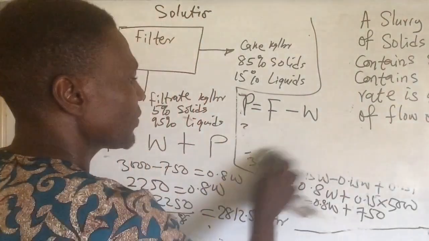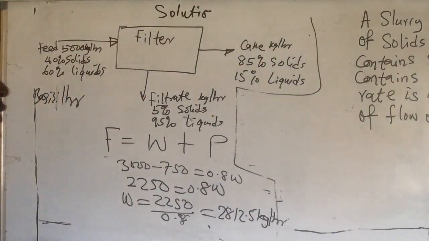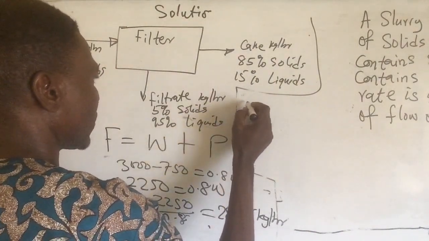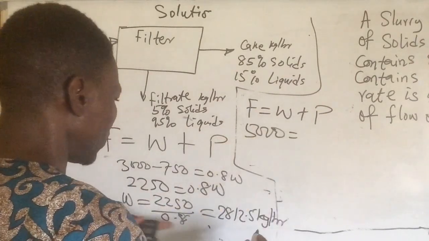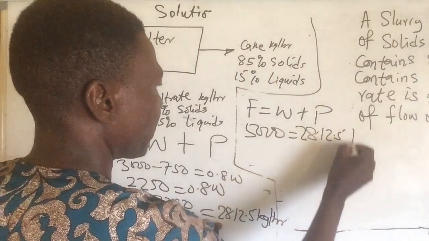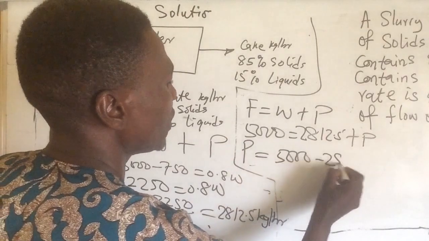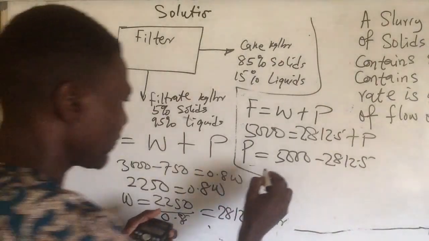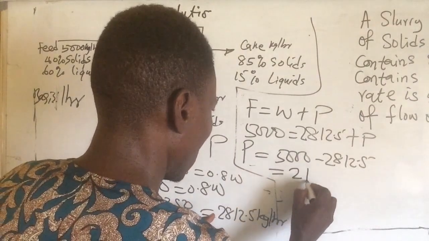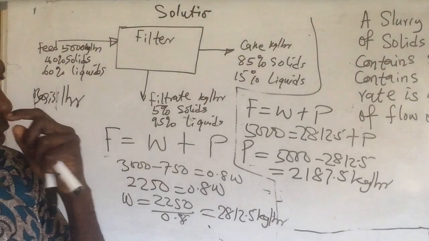Now let us get the value of P in a simple way. Remember that we have F equals W plus P, and F is 5,000, equals W, which is now 2,812.5, plus P. So making P subject of formula, we now have 5,000 minus 2,812.5. When you say 5,000 minus 2,812.5, our P now will be 2,187.5 kilogram per hour.